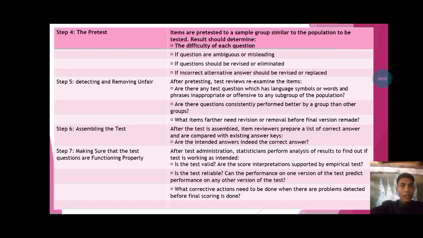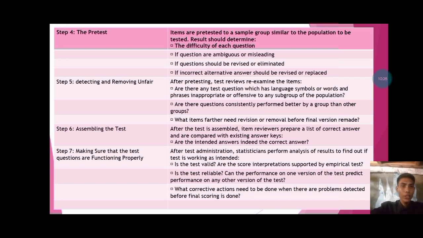Step 5, detecting and removing unfairness. After pretesting, test reviewers re-examine the items. Are there any test questions which have language, symbols, words, or phrases inappropriate or offensive to any subgroup of the population? Are there questions consistently performed better by a group than other groups? What items further need revision or removal before the final version is made?